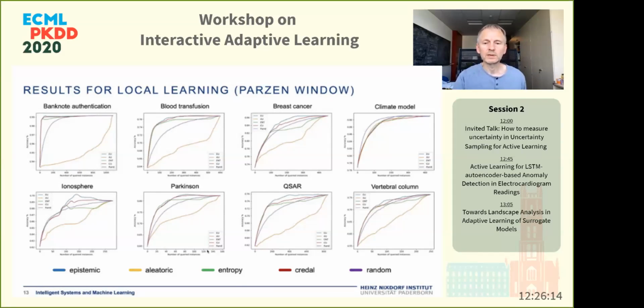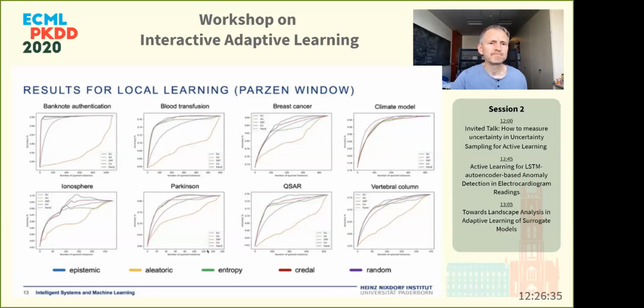This is why we compared with them. Again, I don't have the time to explain this in detail, but this is the red one here. And also we compared to the standard baseline, which is random sampling. And as you see here, for the Parzen window as a base learner, the results actually look as we expect.